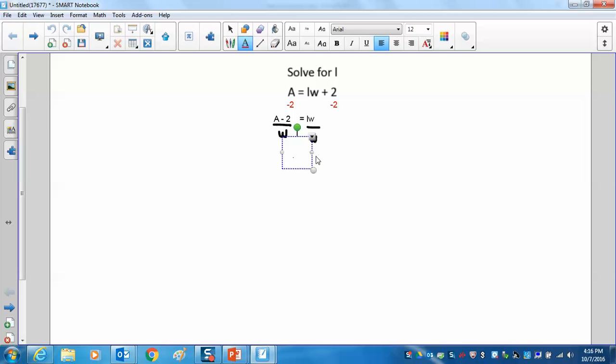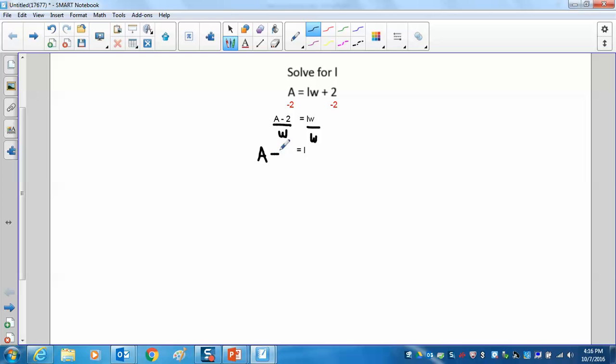Equals L. On the left side, there's no algebra we need to do. We cannot do any subtraction or division, so we're just going to leave it as we see it. Our left side is A minus 2 divided by W. The whole thing was divided by W, and that's our final answer. We solved our equation for a different variable. So this whole equation right here, A minus 2 all over W equals L, is our answer. We solved that equation for L.